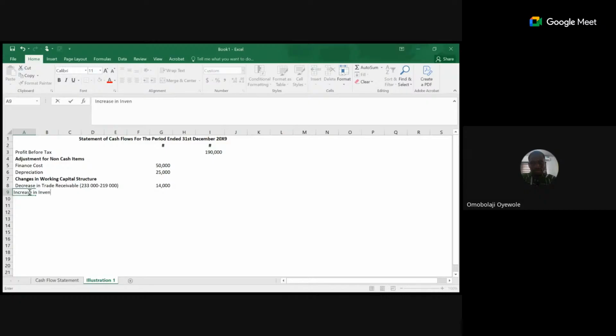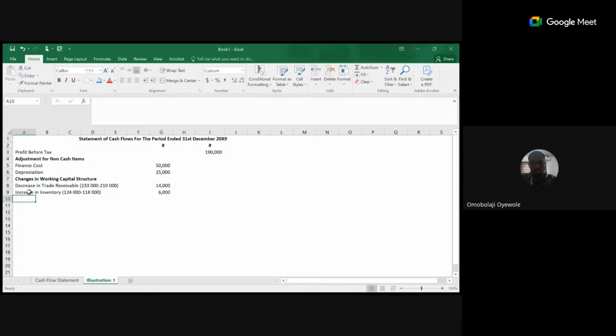So that's an increase in inventory. Now, increase in inventory, so that will be 124,000 minus 118,000. Now, that would give us 6,000. That will give us 6,000.